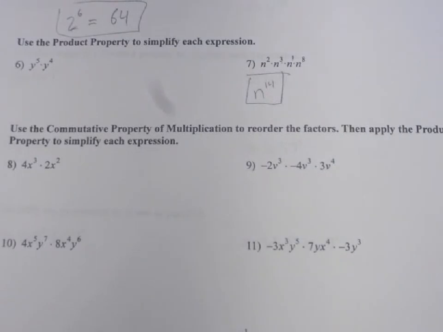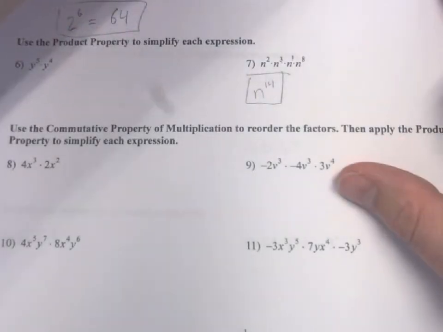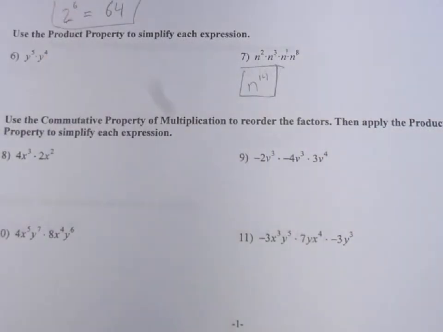All right, now for this problem set, it says use the commutative property of multiplication to reorder the factors, then apply the product property. Some of these are hard to show your work on because you're just adding, right? But sometimes you can show a little bit just by rearranging some stuff. If I was doing this problem, I know the properties of exponents pretty well. However, there's a lot of letters and a lot of numbers, so it's going to help me to reorder it a little bit.